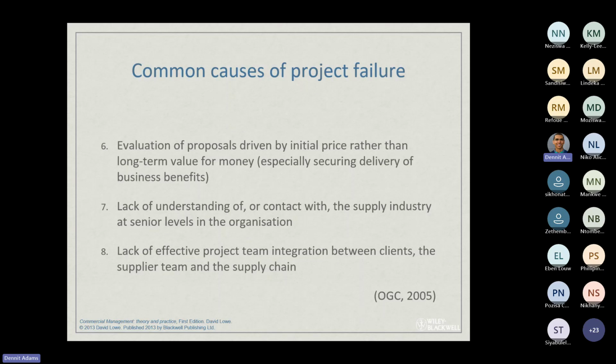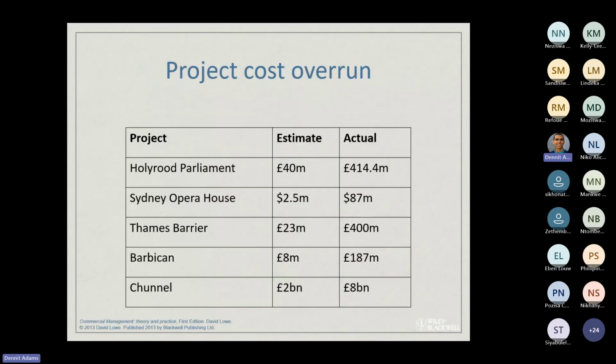Lack of understanding of or contact with the supply industry at senior levels in organizations. So suppliers might stop or just cut you off. And then lack of effective project team integration. That's like the whole team here: integration between clients, suppliers, supply chain, workers, contractors, subcontractors, all of that.